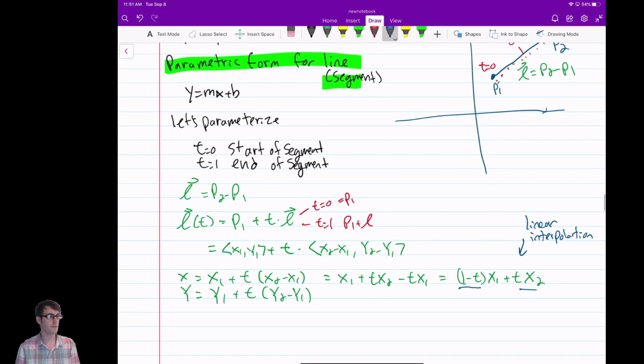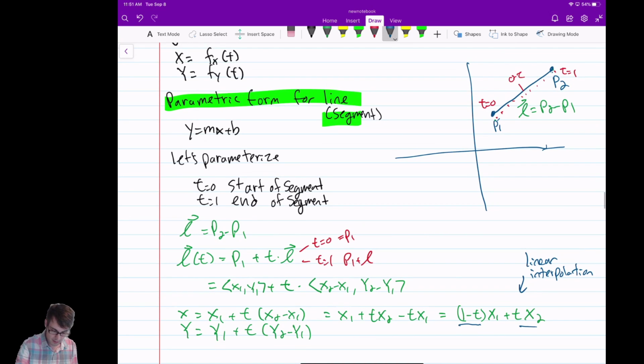So parametric functions, the idea is I put a t in, I get a point out. One more thing I want to mention is this is a function for a line. It's not a function for a line segment. So we can actually go beyond those endpoints. If t is bigger than 1, we'll go that way. If t is less than 0, we can go that way. So that's no big deal.